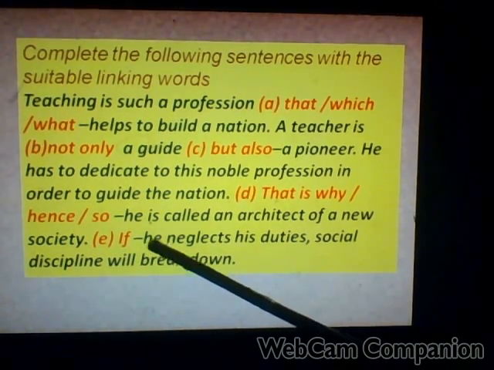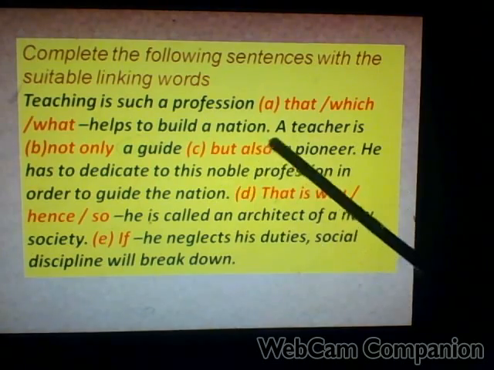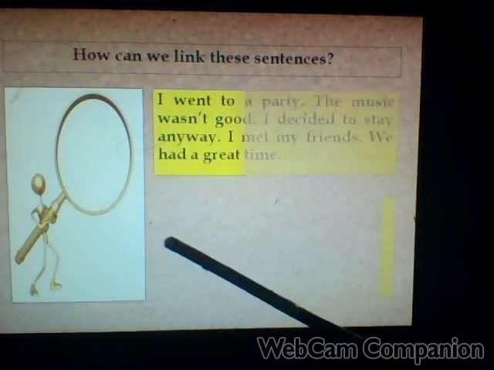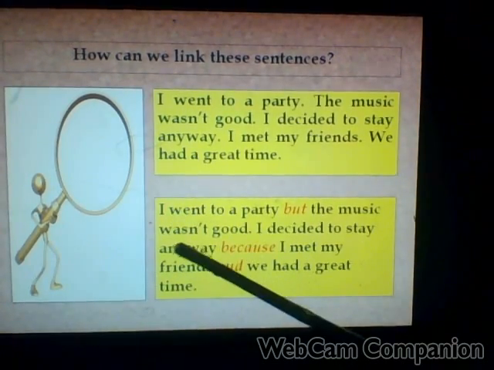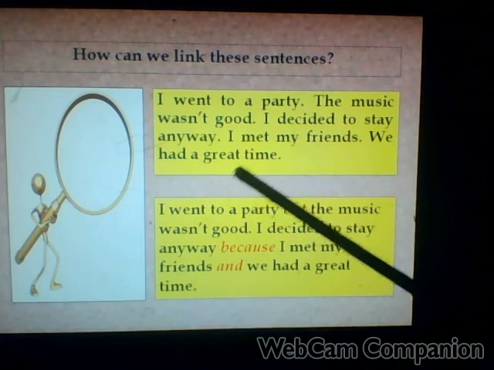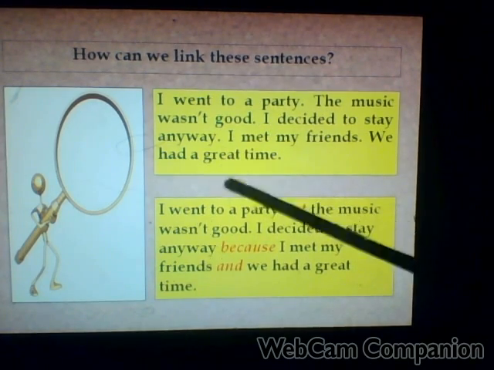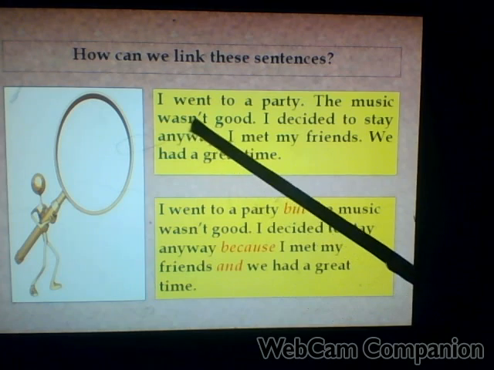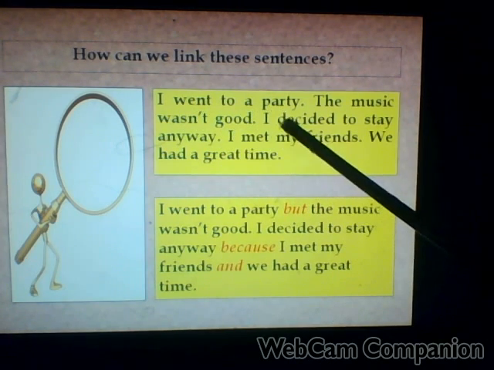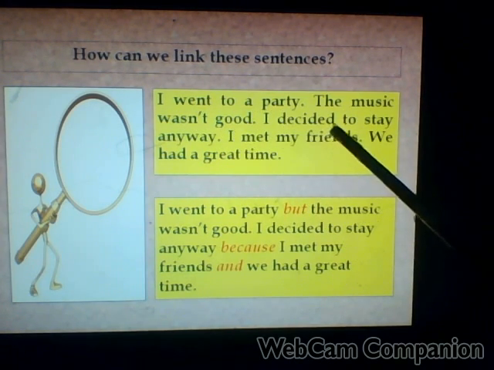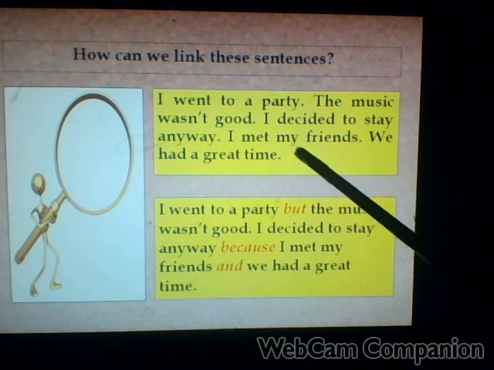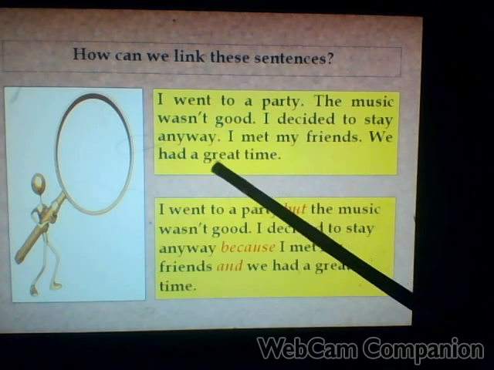Again, if these red marked words or phrases are connectors, how can we link these sentences? Give a glance. I went to a party. The music wasn't good. I decided to stay anyway. I met my friends. We had a great time.